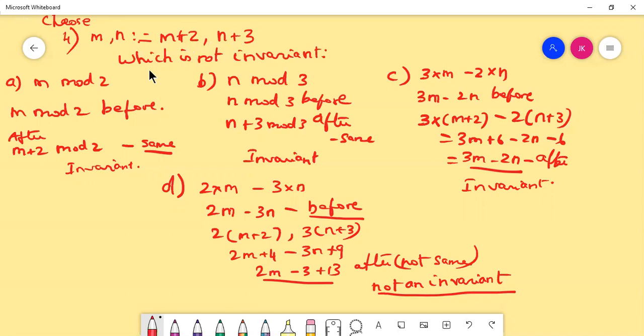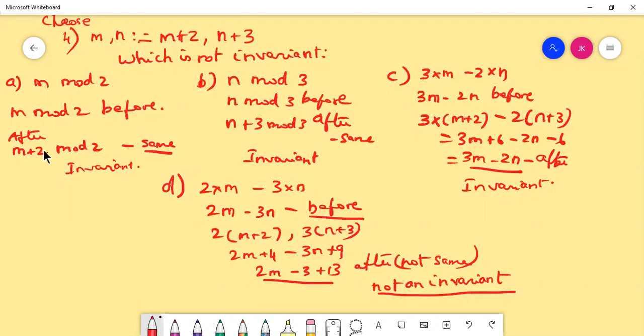Which is my invariant statement? They have given it as a choice. So my invariant is m mod 2 before. After substituting, m plus 2 mod 2 is the same. Why am I saying this? You have not given any values. How can you say both before and after are the same? Any number, whether it is an odd number, 1 plus 2, you're going to get 3; for 2 plus 2, you're going to get 4.